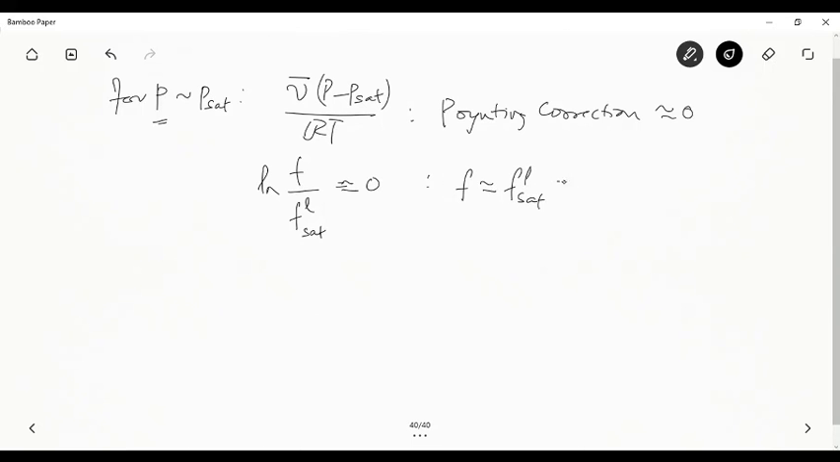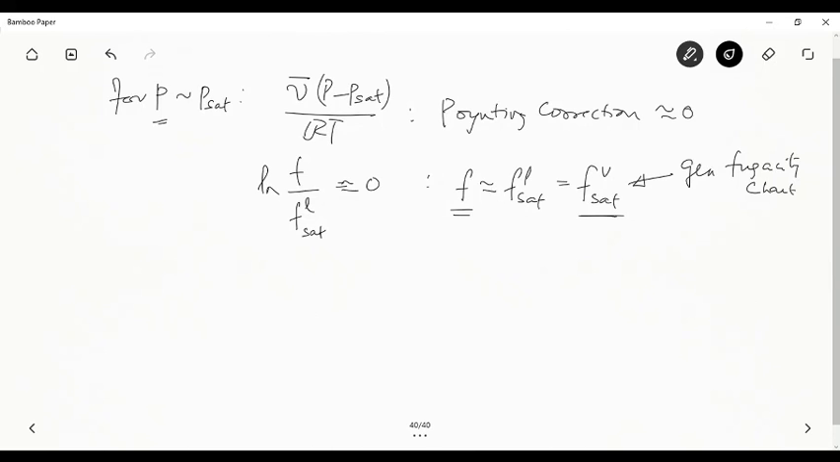And since FL sat is also equal to FV sat, because at saturation the liquid and vapor have the same fugacity since they are in equilibrium, this FV sat can be evaluated, because it is in the gas state, using the generalized fugacity chart at the saturation pressure and the same temperature. So this F can be evaluated from the fugacity chart.